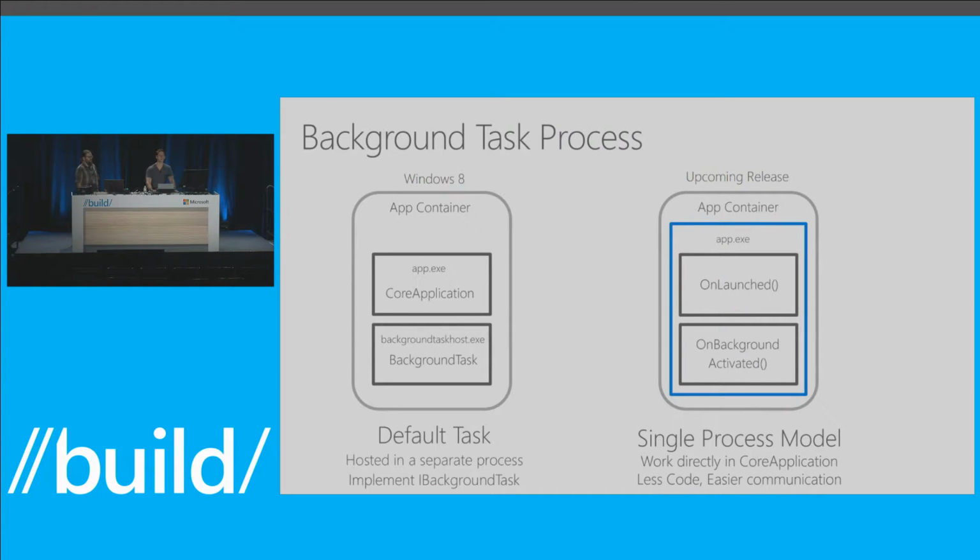Now, as a developer, you have a new choice. Instead of using the default separate background process, your trigger can actually be activated using an on-background activated callback directly in your core application. Now you have the option of working directly in core application. You don't have to create an IBackgroundTask, and you don't need to actually communicate between processes if you don't need that type of resiliency of having a separate background task. So here's Stefan with an in-depth look at this new feature.